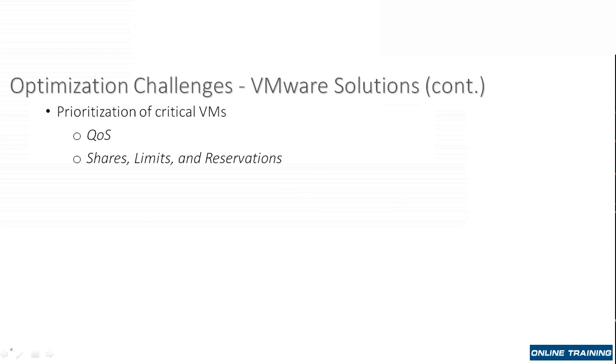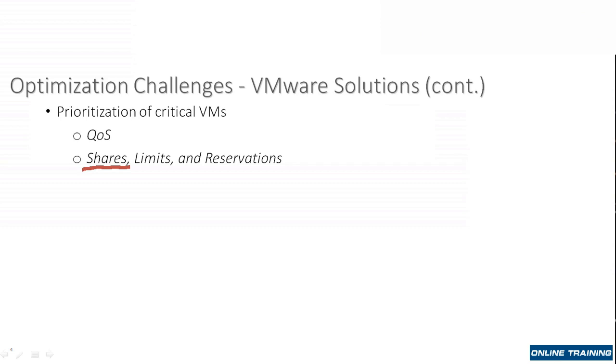We can also define shares and limits and reservations. So with shares, limits, and reservations, these are resource controls for virtual machines. Right? And we're not going to get really deep on these concepts here, but I'm just going to give you a brief explanation of each of these three resource controls. So shares are relative priority of a virtual machine. Right? So let's say, for example, one virtual machine has 1,000 memory shares and another virtual machine has 2,000 memory shares.